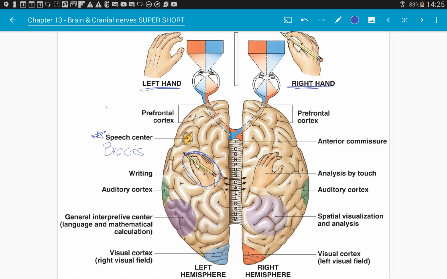Writing is a good skill in the left hemisphere. Okay. There is auditory cortex on both sides. And then we only have that general interpretive area on the left side. Language, math, and calculations. Visual cortex on both sides. Great. Okay, so what do we have on the right that is unique?